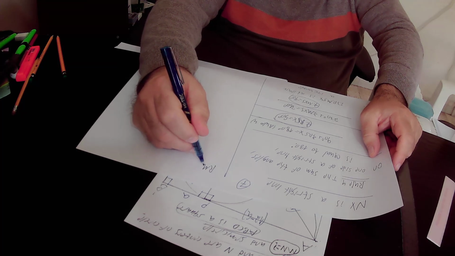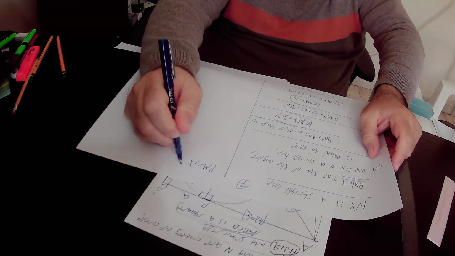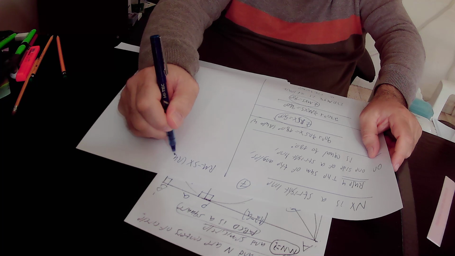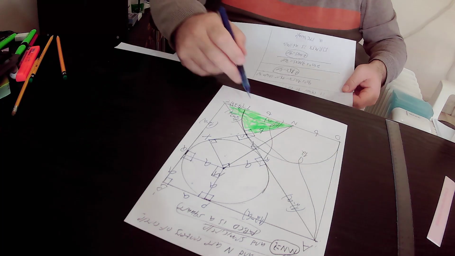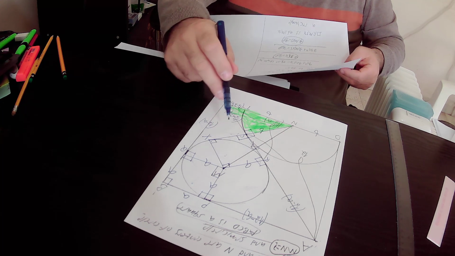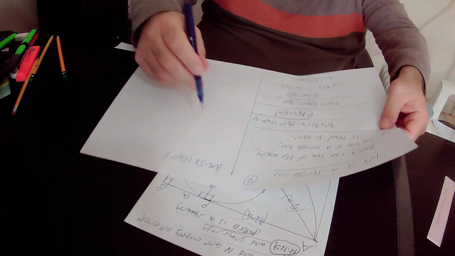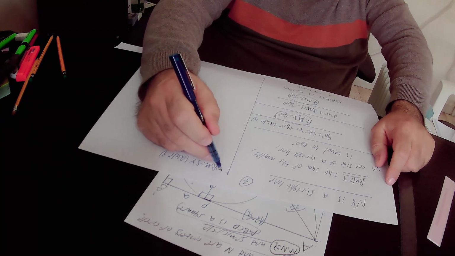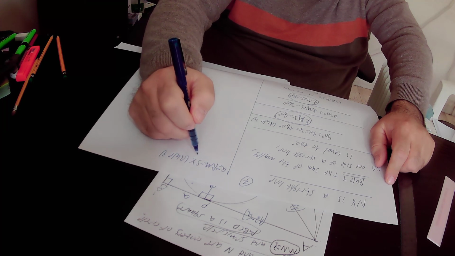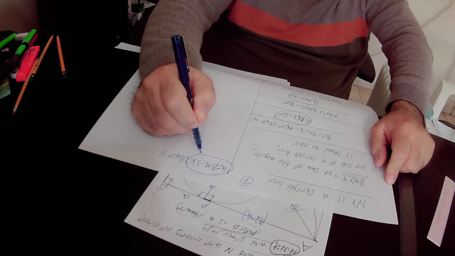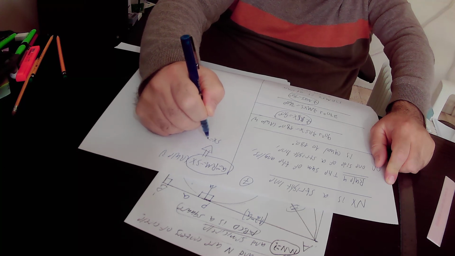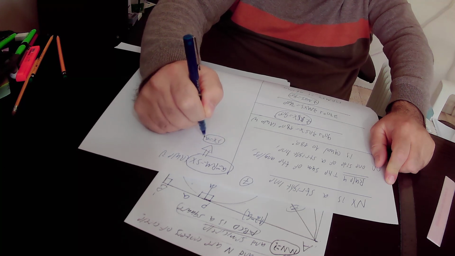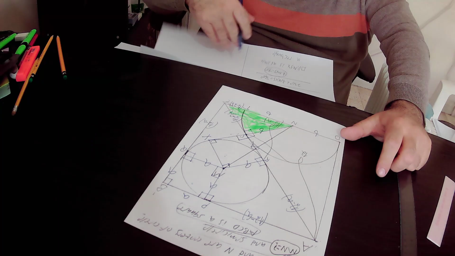RM must be equal to SX according to rule number 3. But RM is equal to A. It is the radius of the circle. So I can write down that RM equals A, and from this equation, A equals RM equals SX, we will derive that SX is also equal to A. We can write here that SX equals A.